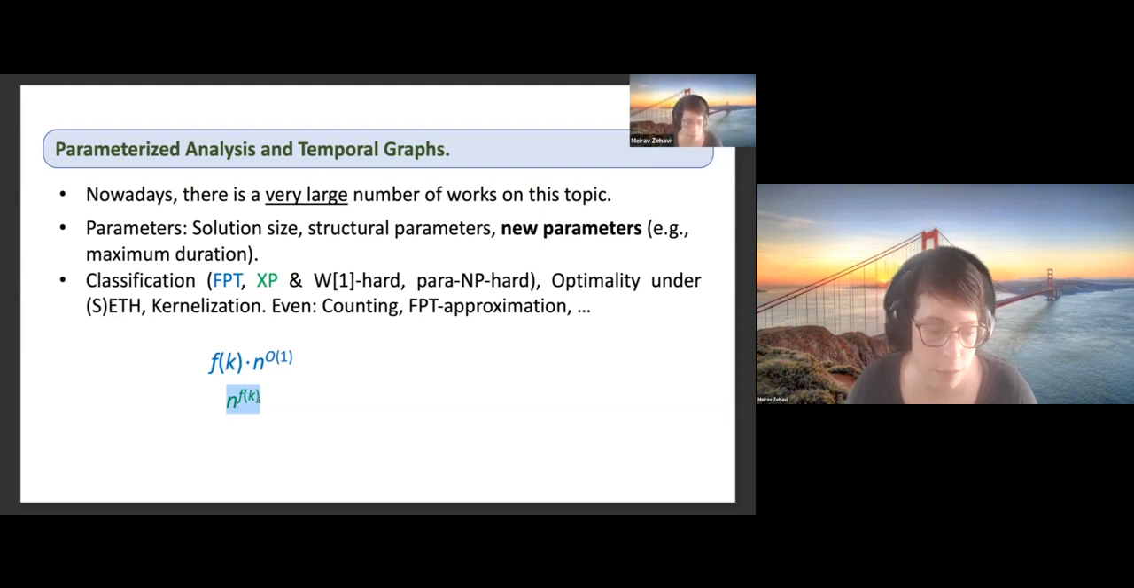It contradicts, you will get that P is equal to NP, because then when K is a constant, this is just a polynomial. And also we care about the optimality, kernelization, and there are even works on quite recent sub-areas of parameterized complexity in the context of temporal graphs, like counting, parameterized counting, and FPT approximation.